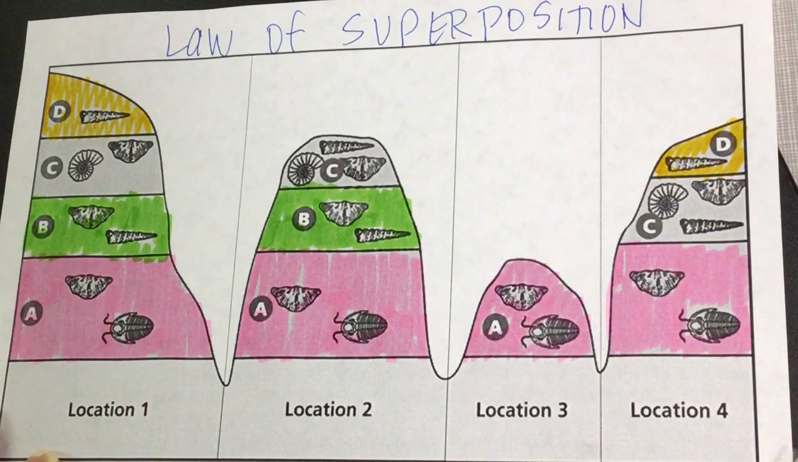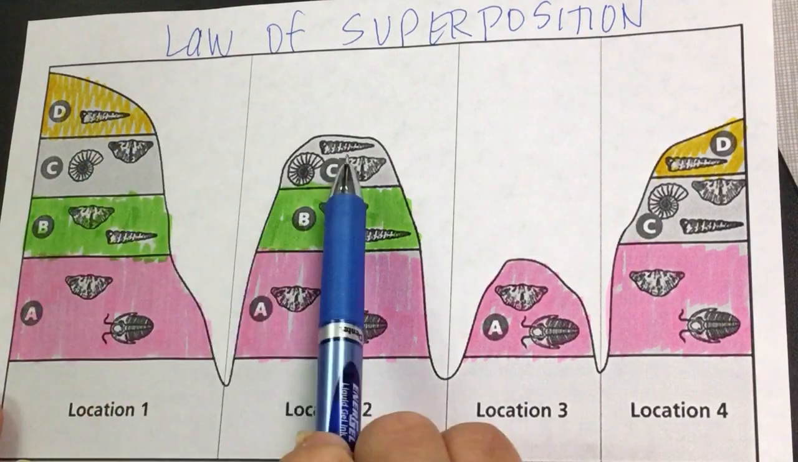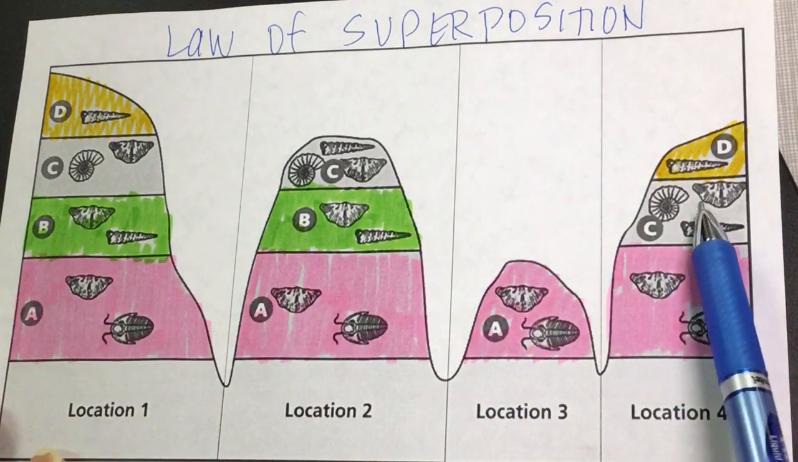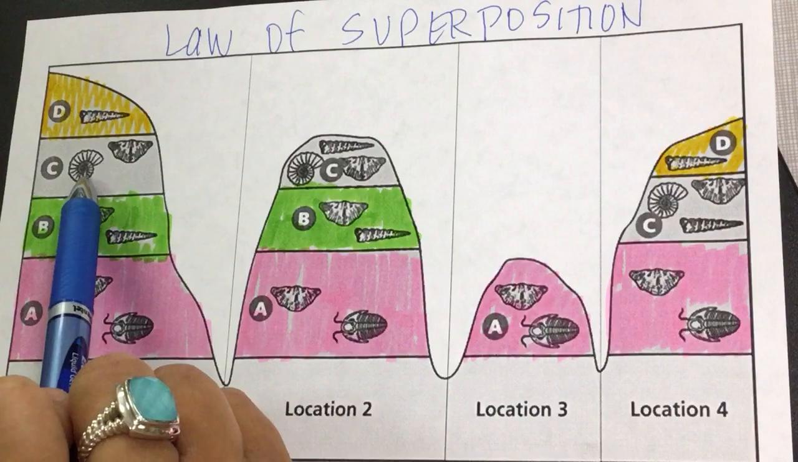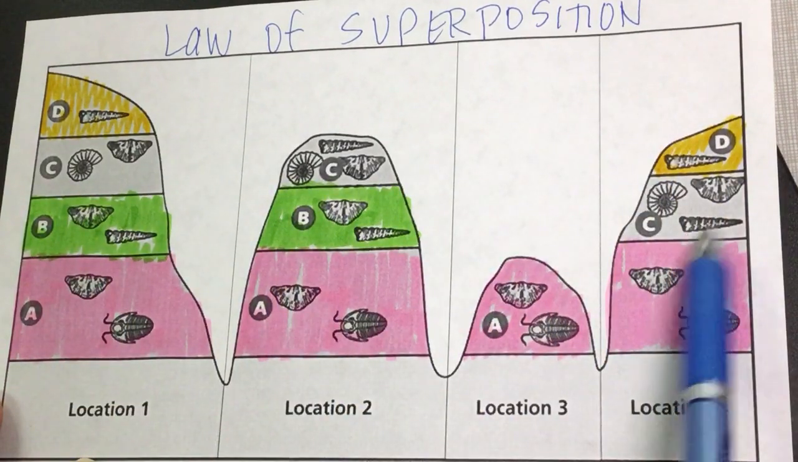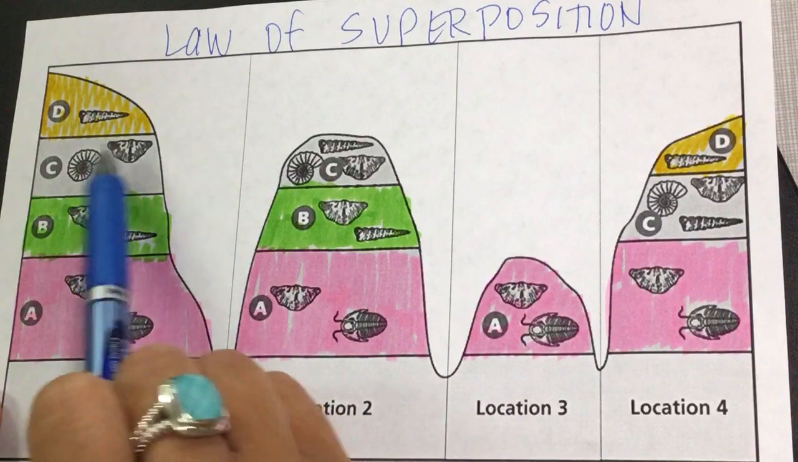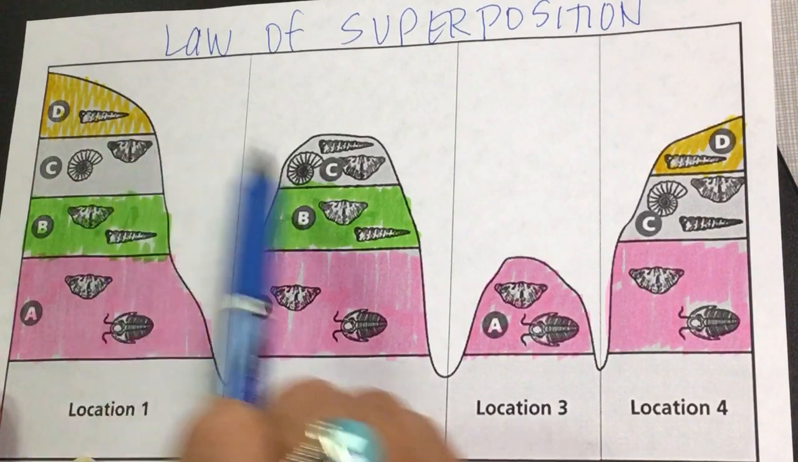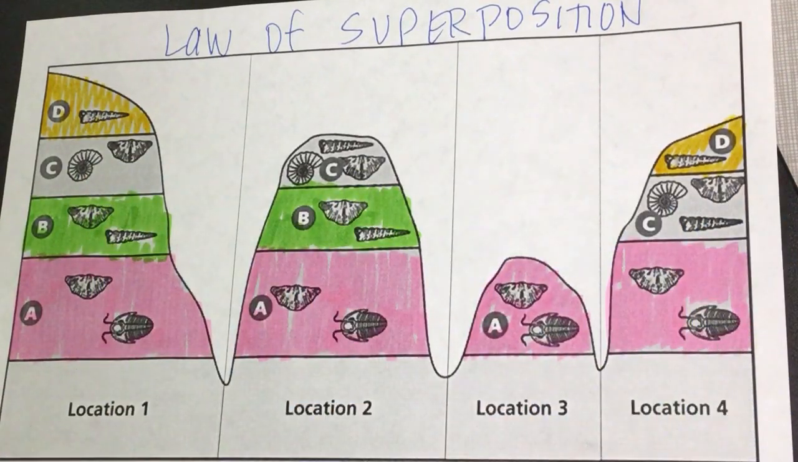Then we have layer C, our gray layer here, that's found at 3 different locations. So we have a beautiful little ammonite shell that's found at each one of them. Got a little turritella that's found there, and no turritella is present over here, but we have brachiopods as well. So all 3 of those are used as index fossils to help us determine the approximate age of those.